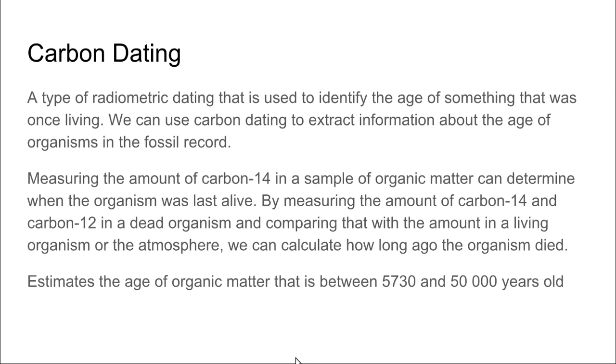When we look at carbon dating, this is a type of radiometric dating. It's used to identify the age of something that was once living. We can use carbon dating to extract information about the age of organisms within the fossil record. By measuring the amount of carbon-14 and carbon-12 in a dead organism, we are able to compare that with the amount in a living organism or the atmosphere, and it allows us to calculate how long ago the organism died. We can use carbon dating to estimate the age of organic matter that is between 5,730 and 50,000 years old.